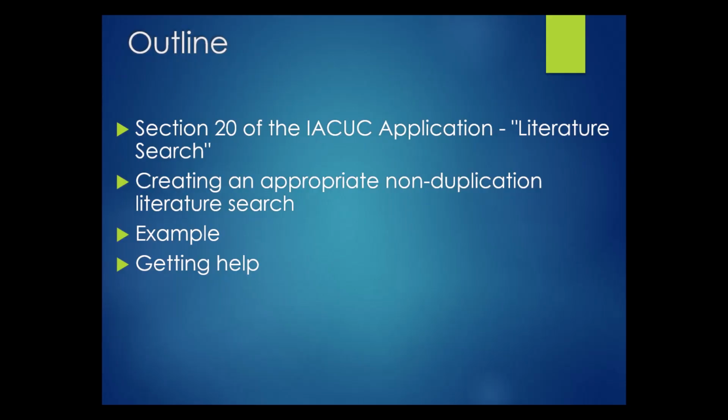We'll start with a brief reminder about Section 20 of GW's IACUC application. Then we'll talk about how to go about creating an effective non-duplication literature search. And I'll give an example of such a search. And finally, I'll talk about how to get assistance with your search.